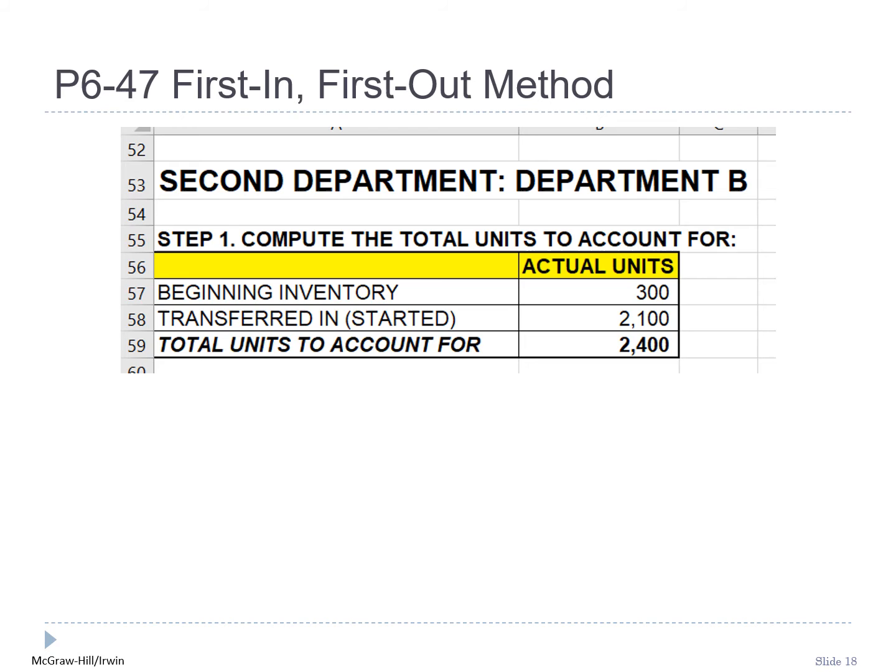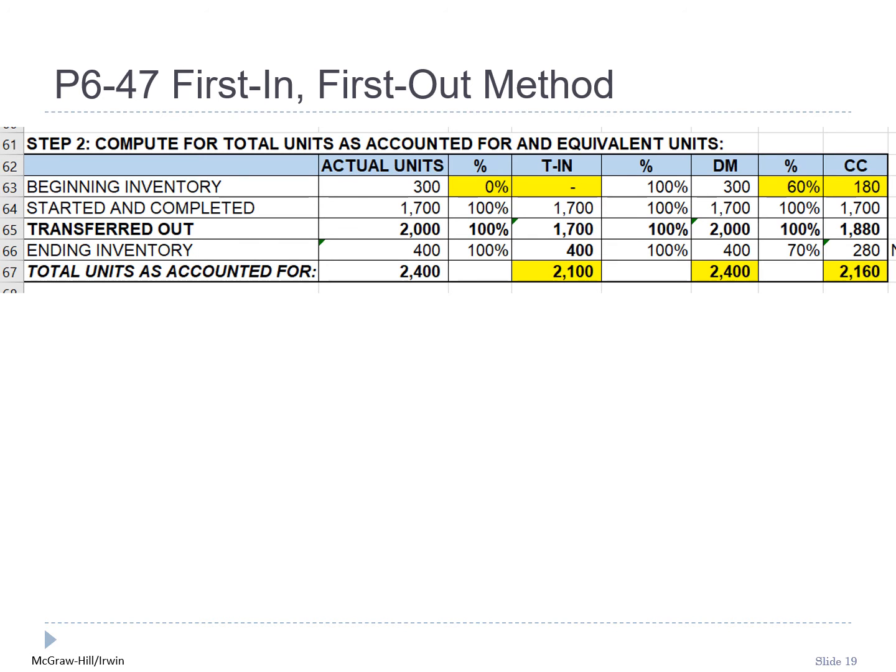Yan. Second department. So, yung started for the second department, transferred in ang tawag kasi transferred out dun sa previous department. So, sa department B, which is the next department, transferred in siya. So, dun galing yung 2-1. So, given yung 300, yung 2-1, hindi kinumpit natin from our computation dun sa department A. So, ang total units to account for is 2,400.